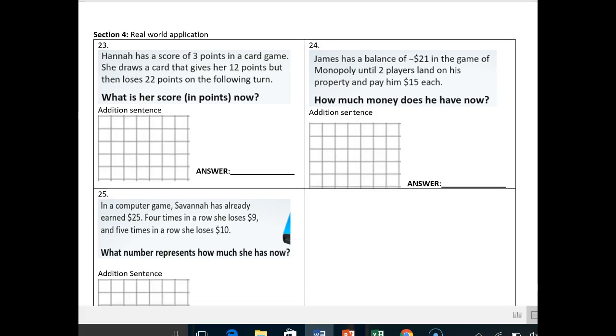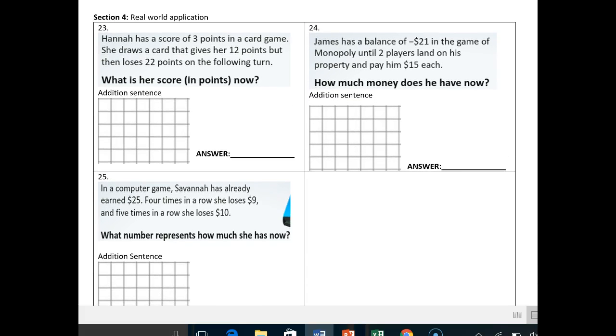On the back side were the word problems, 23 through 25. Hannah has a score of 3 points in a card game, so 3. I'm writing down my addition sentence here. She draws a card that gives her 12 points, plus 12, but then loses 22 points, so plus negative 22. Simple kind of DSSL problem after combining 3 plus 12 to get you 15 plus negative 22, and then you're just going to subtract 22 minus 15. Got to borrow. You get 7. Your answer is not 7 points, but negative 7 points because there were more negatives.